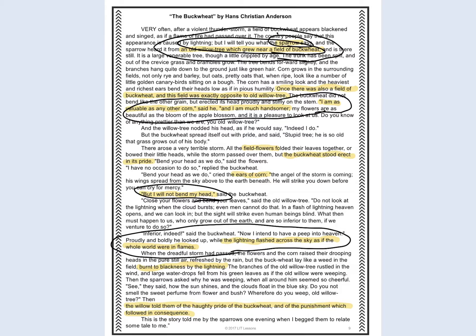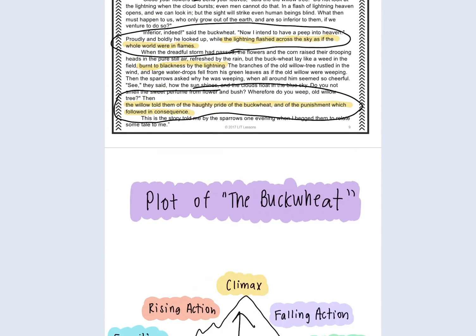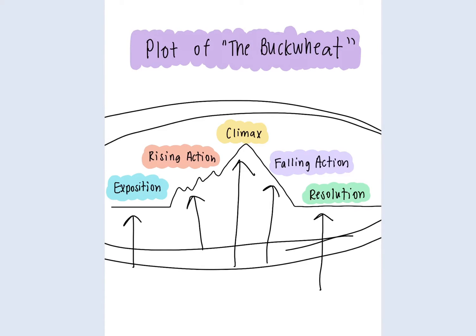So in the falling action, the storm kind of passes and everyone comes out and it's nice and sunny and beautiful, but the willow tree is really sad. And we find out why the willow tree is sad. It's because the buckwheat perishes, and the willow tree is just kind of upset that the buckwheat let pride get in the way of saving its own life. And so that's the story of the buckwheat, and that is how you can take a story and analyze its plot using our little plot mountain.